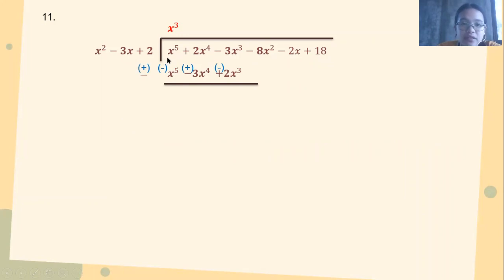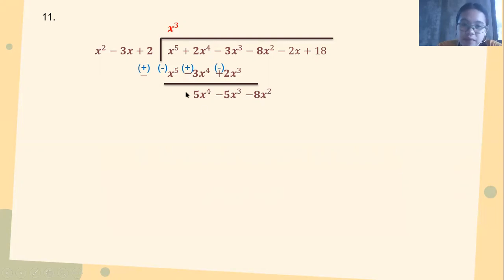So we have here x raised to 5 plus negative x raised to 5 is equal to 0. So we no longer write it here. Next, we have 2x raised to 4 plus 3x raised to 4 is equal to 5x raised to 4. Negative 3x cubed plus negative 2x cubed is equal to negative 5x cubed. Next, we bring down the next term, which is negative 8x squared.